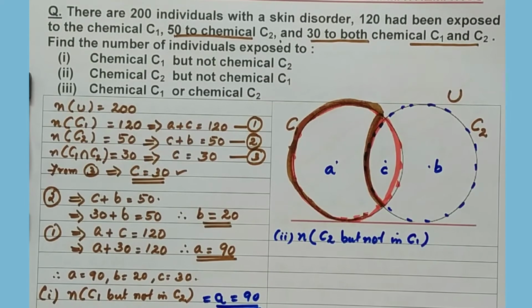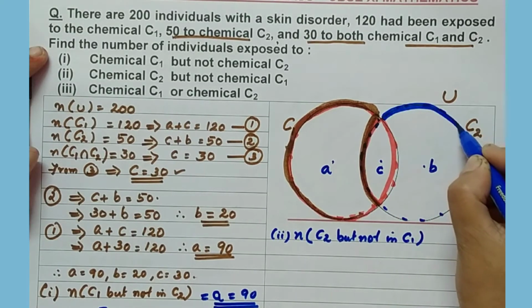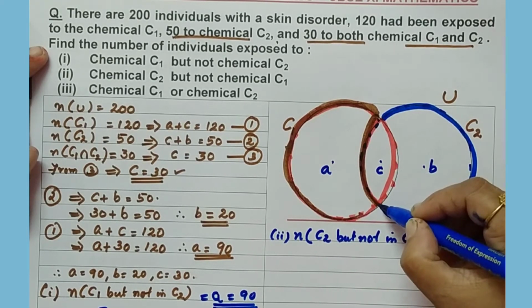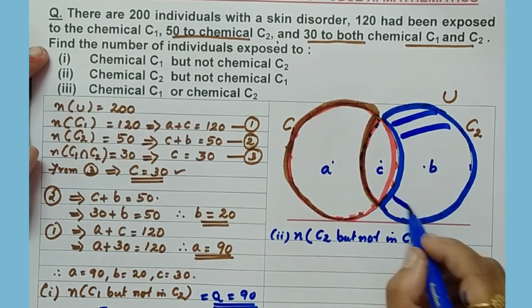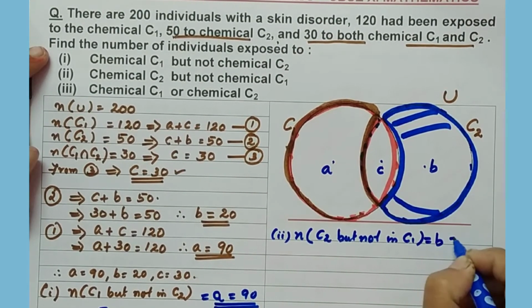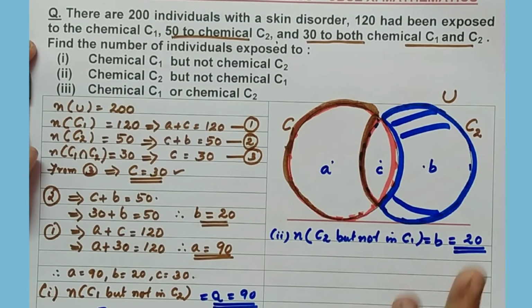You need to consider the chemical C2 alone but not in C1. This is the area which consists of C2 alone but not in C1. C1 means this much area only. So which is the element enclosed in it? Here the only element is B. What is the value of B? B equal to 20. So the answer of the second question is 20. Looking at the figure, identify the area, find out the element enclosed in that area and write the answer.